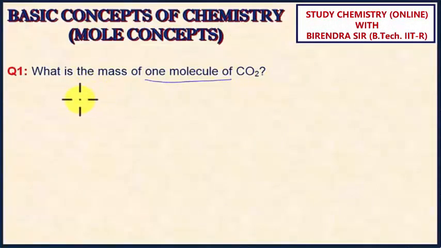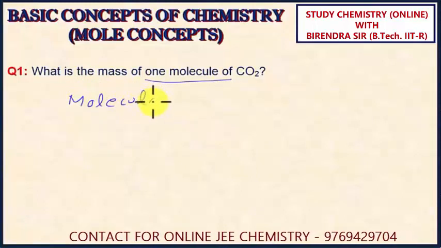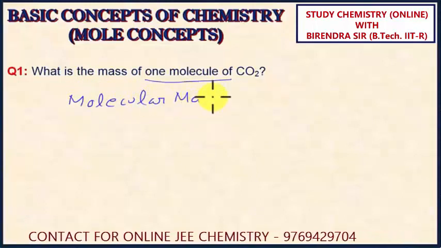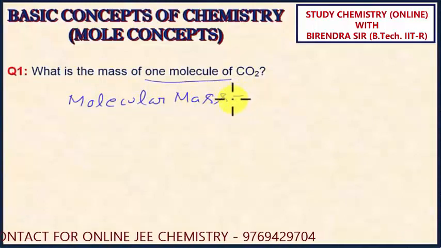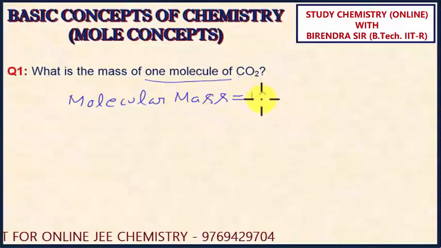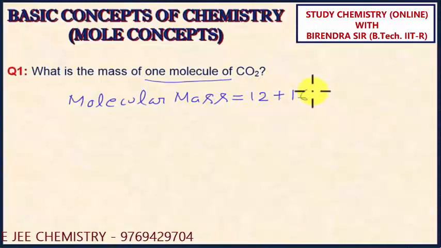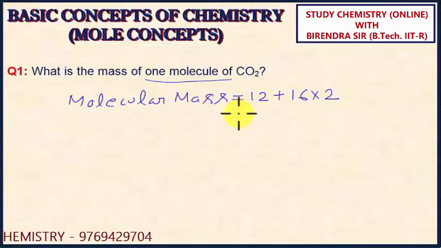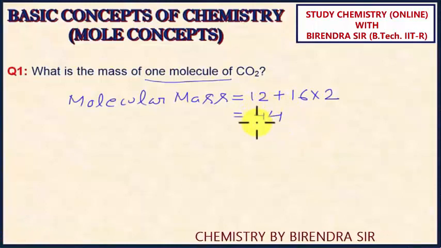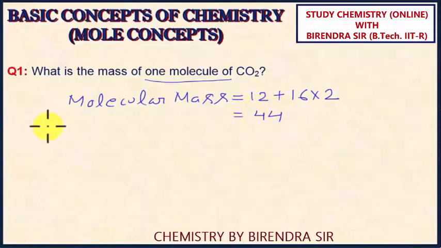To solve these types of questions, first you find the molecular mass. If I find the molecular mass of CO2, it is the summation of atomic masses. 12 is the atomic mass of carbon plus 16 is the atomic mass of oxygen. 2 oxygen atoms are there, so I will multiply by 2. This way I get 44. So this means CO2 is 44 times heavier than 1/12 mass of carbon-12 isotope, and that is 1 AMU.